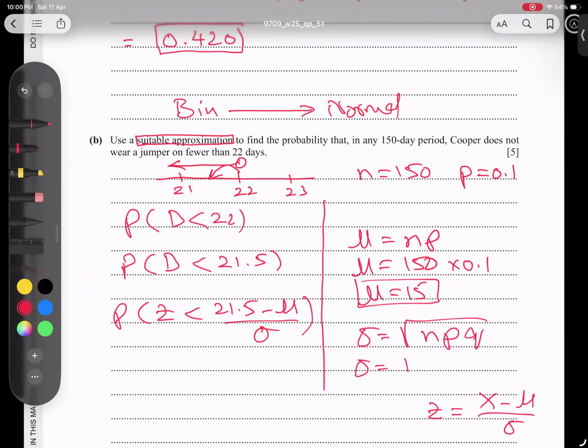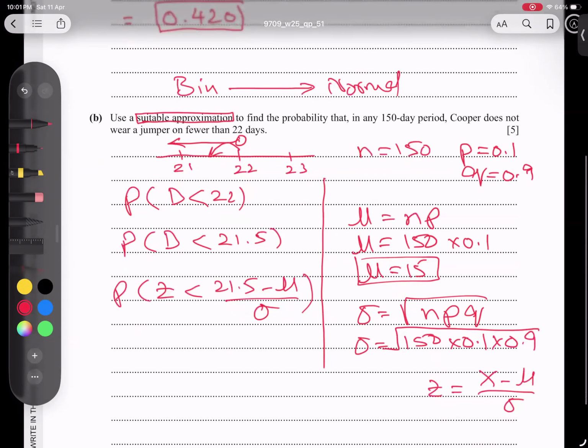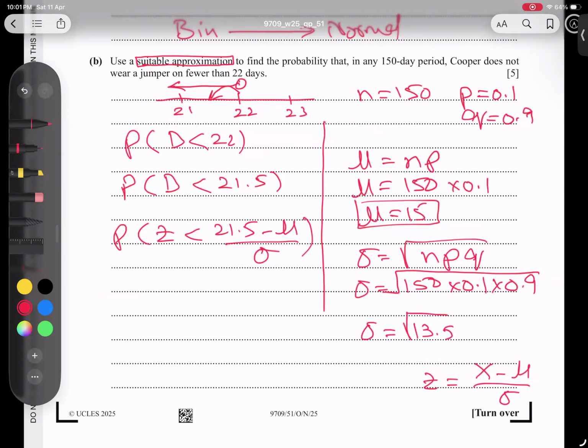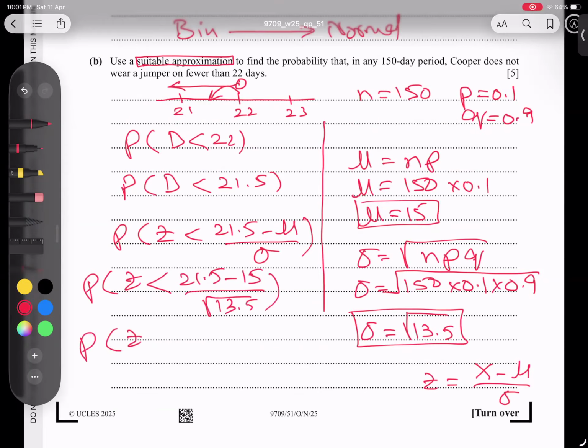So n value is 150, p value is 0.1, and q will be naturally 0.9, so 1 minus 0.1. After this, I'm finding the deviation value first of all, and the deviation value is coming with me as root 13.5. So we got this number. Okay, now I'm going to plug in the values, students. So for the mean value, I'm writing 21 minus 15 divided by root of 13.5. And now I'm going to check in the calculator.